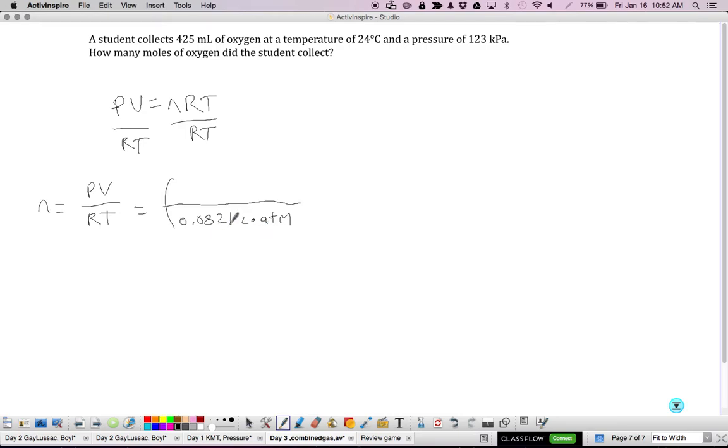But if you're in the denominator of a denominator, you flip up to the top. So it's moles times Kelvin on the top. Then the pressure is 123 kPa. And the volume is 425 milliliters. And the temperature is 24 degrees Celsius, which in Kelvin is 297.15 Kelvin. All right.